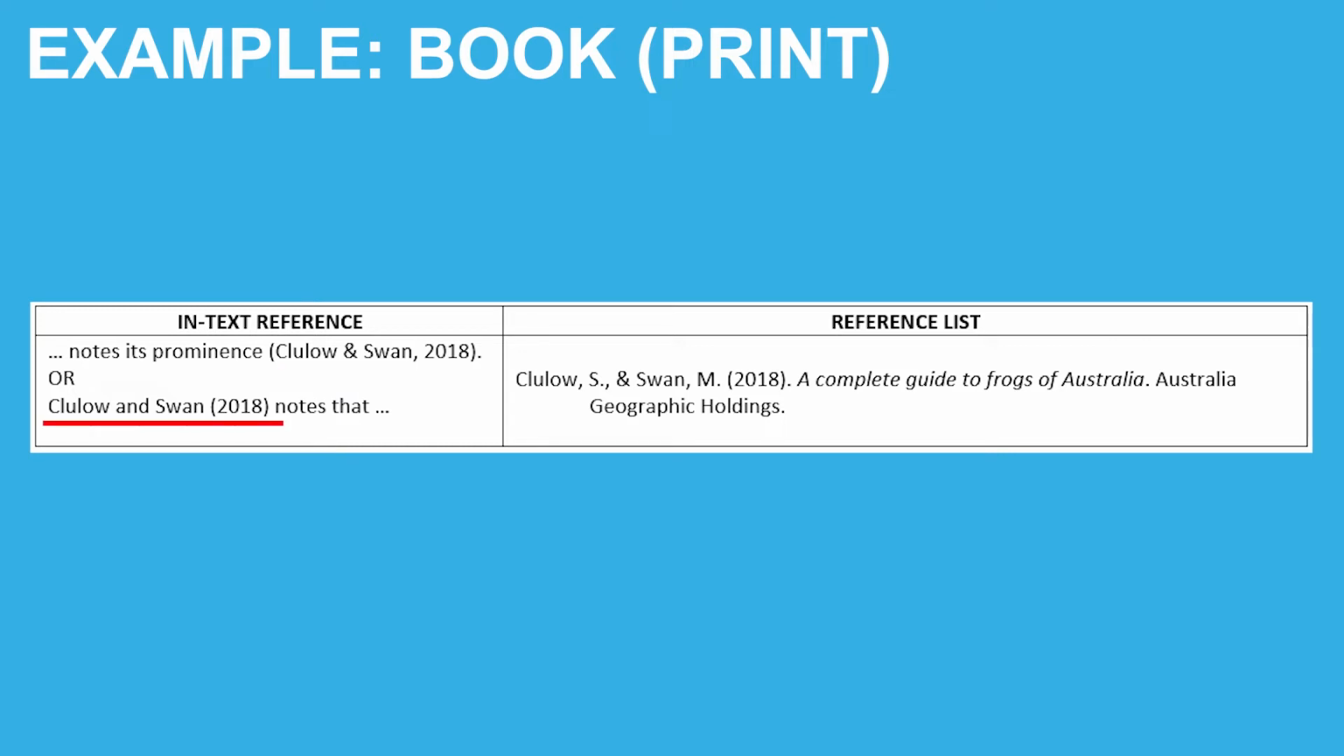Another way to reference in text is Clulo and Swan, 2018 in parentheses, notes that, and the rest of the sentence follows. For the reference list, it's important to look at the formatting. Here, the two authors' names are inverted and separated by the ampersand sign. The date, 2018, is in parentheses, and the title is in italics, A Complete Guide to Frogs of Australia. And lastly, the publisher.